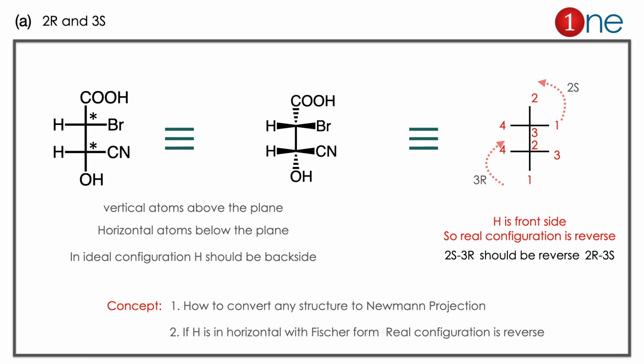So let us analyze the configuration by the priority there. So we have OH and CN there, and bromine and COOH. Obviously bromine and OH have higher priority. The second thing you have to guess is from the side chain. If you look at it, the second carbon has S configuration and the third carbon has R configuration. Since hydrogen is on the front side, the configuration will be reversed. 2S 3R becomes 2R and 3S, which is clearly answer A.